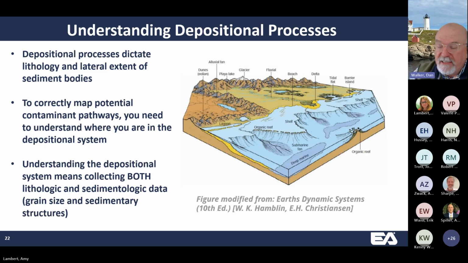If you understand grain size, you understand sedimentary structures, you can begin to recreate a model of that three-dimensional volume that contaminant is flowing through. And that's the real key here. Next, please.